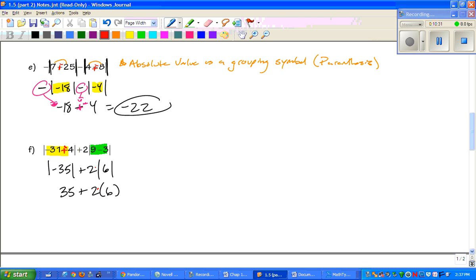So, and this is multiplication. That's what that 2 out there means. So, do we add first or do we multiply first? Smack yourself on the head right now if you're saying to add. Multiply, and then we've got our answer.